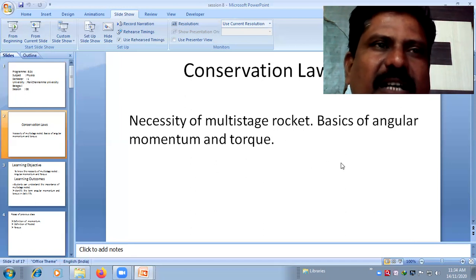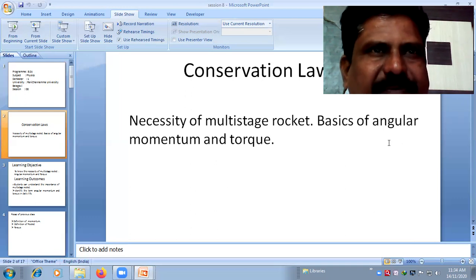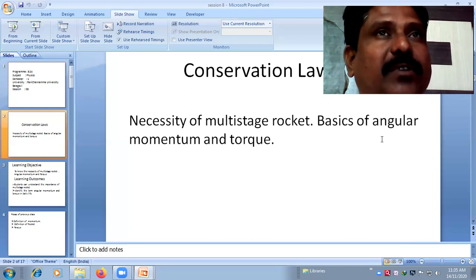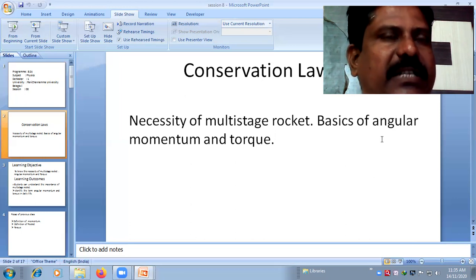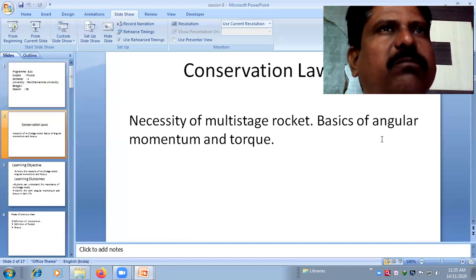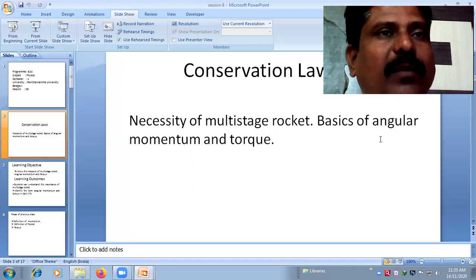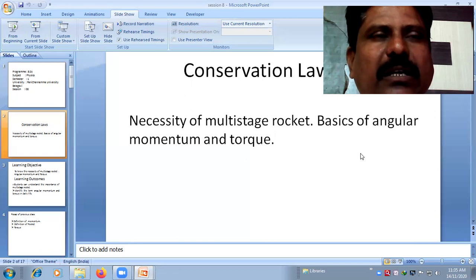Next, let's discuss the basics of angular momentum and torque. You know that the momentum is the linear momentum, not angular momentum, that we discussed in the first class itself. Momentum is the total quantity of motion possessed by a body, and it is measured as the mass of the body and its velocity. Therefore, the linear momentum P is equal to M into V. But what about angular momentum?